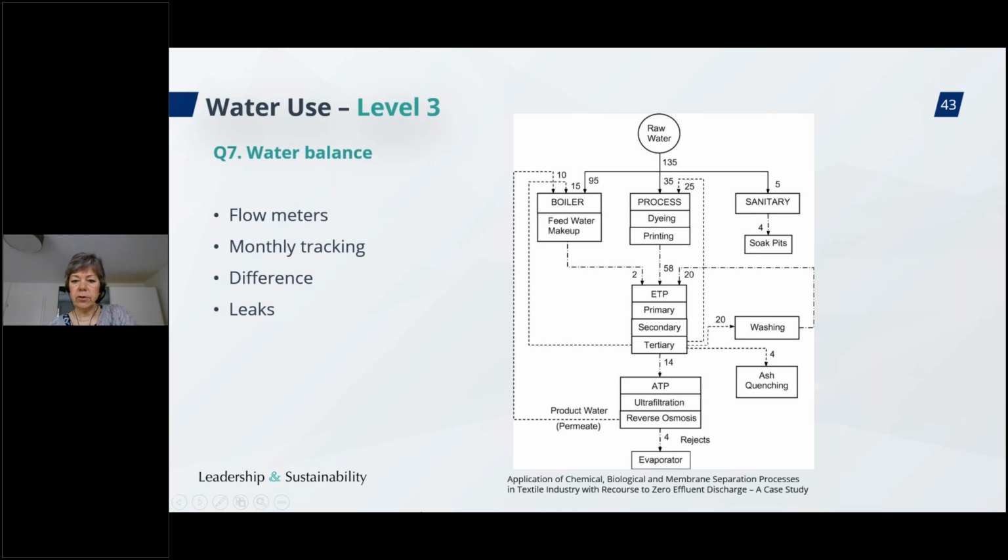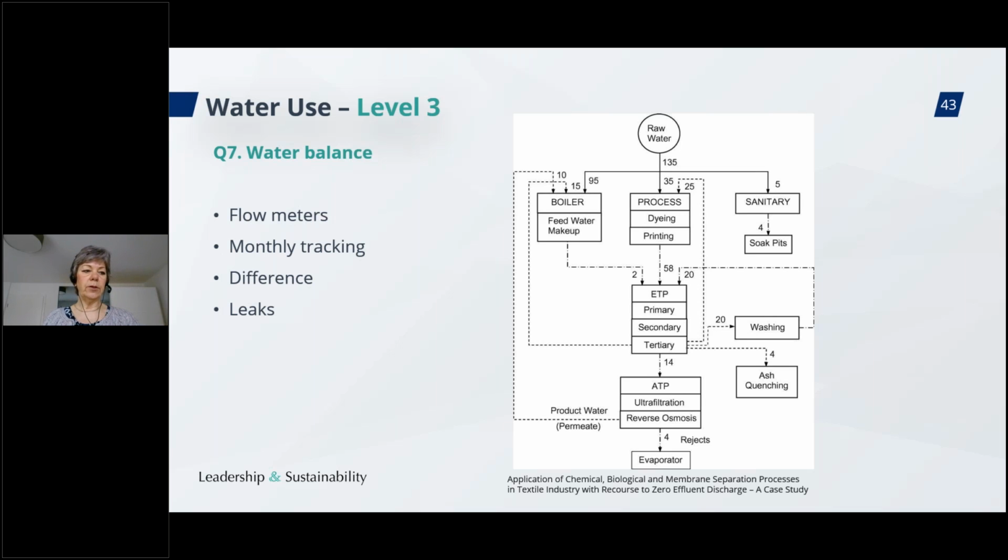So here in this case, for example, we have recycling after reverse osmosis, 10 cubic meters can be returned into the boiler here. And the quality of the wastewater generated should also be reported, the volume of water discharged after the own treatment, and also the frequency at which the water balance is updated. So lots of information here.